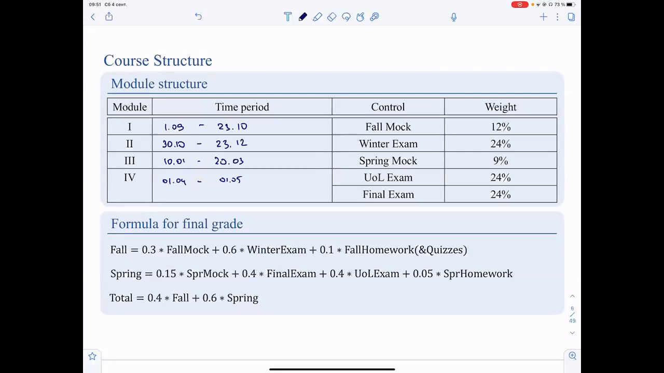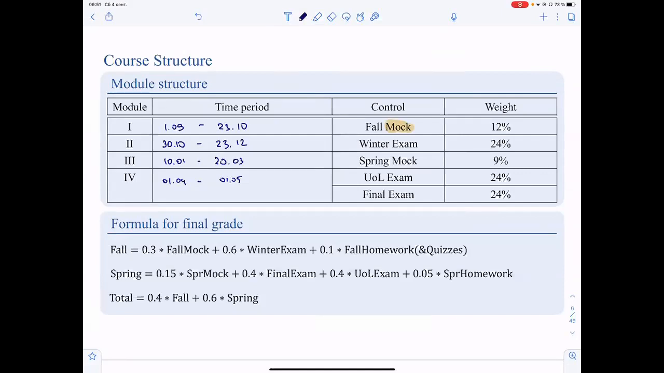So the first module terminates with the fall mock. Well, if you know why I use this term, well, actually, you do know what sophomore means. That's very good. And what mock exam means. If you know, please text that to the Zoom chat.